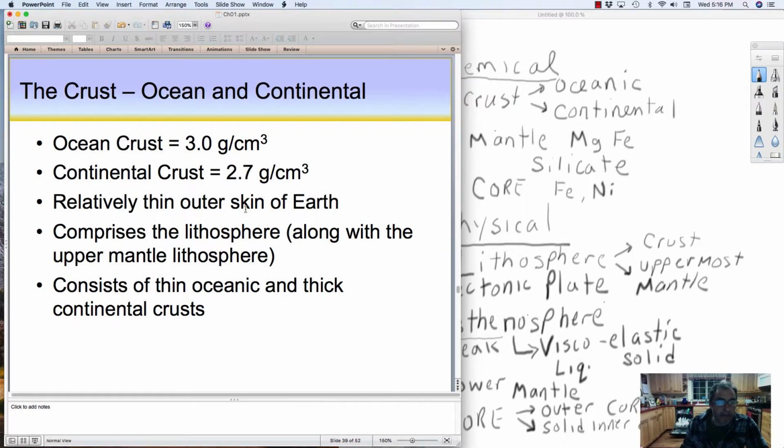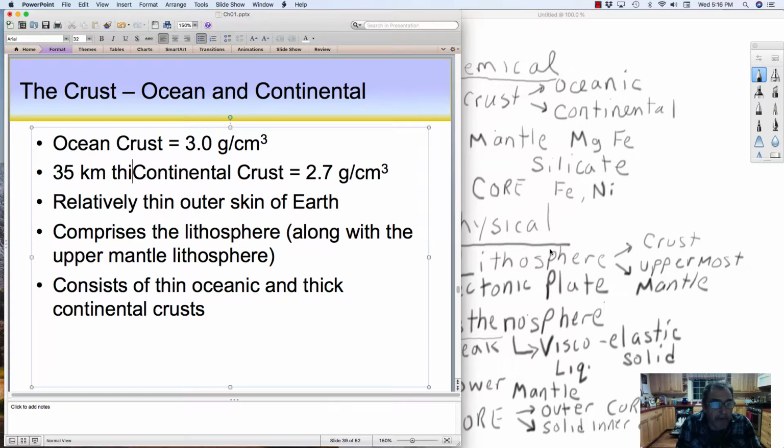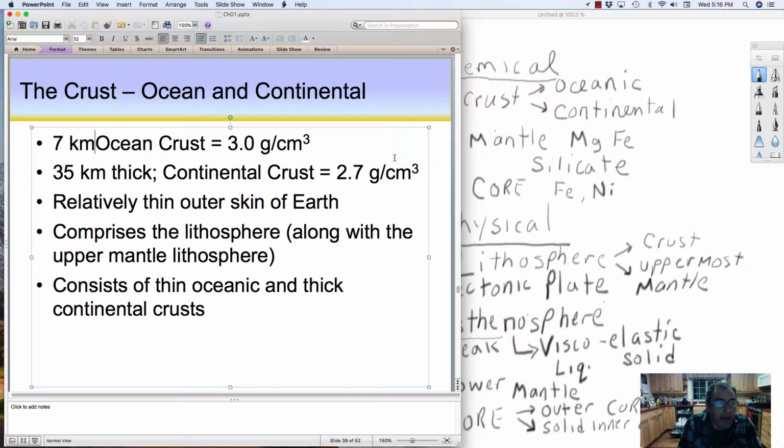Very thin skin compared to everything else, right? So the crust, for continental crust, maybe you're looking at about 35 kilometers thick, whereas ocean crust is maybe about 7 kilometers thick on average, right? So that's a little bit of difference there. And then we talked about the lithosphere, and then the oceanic crust there as well.